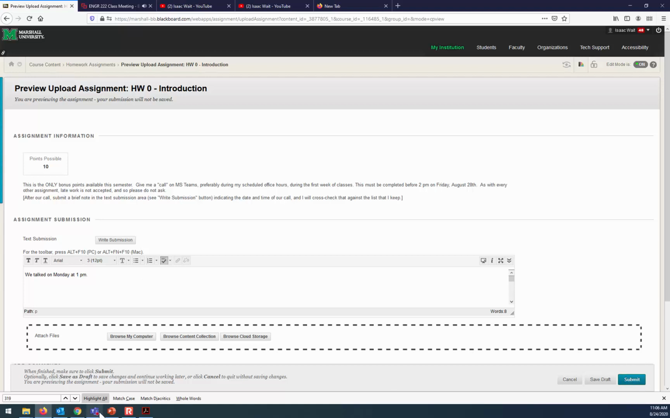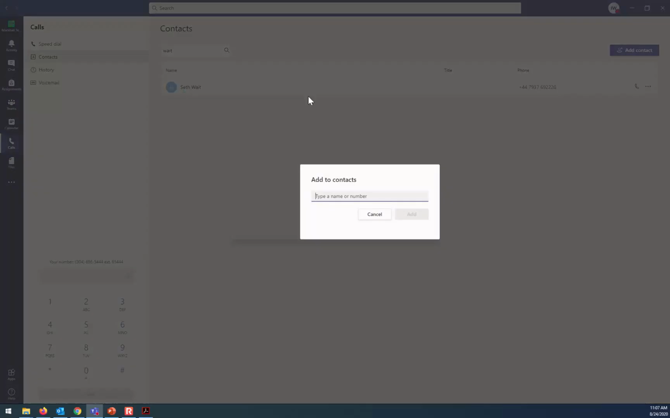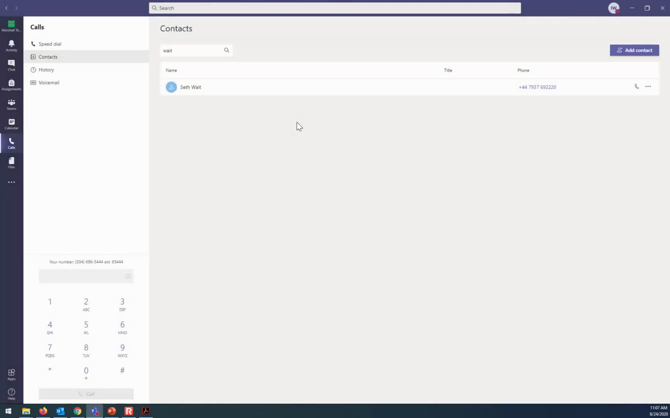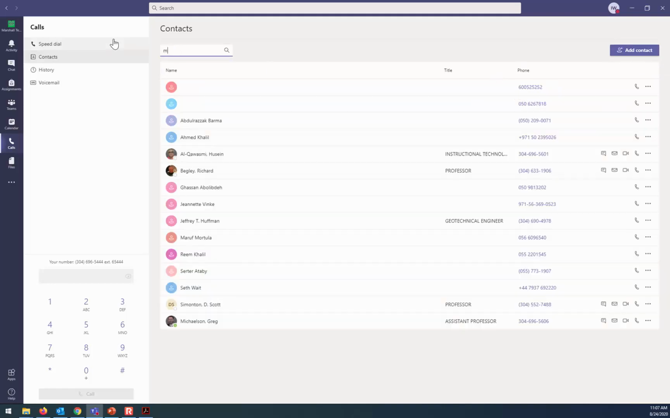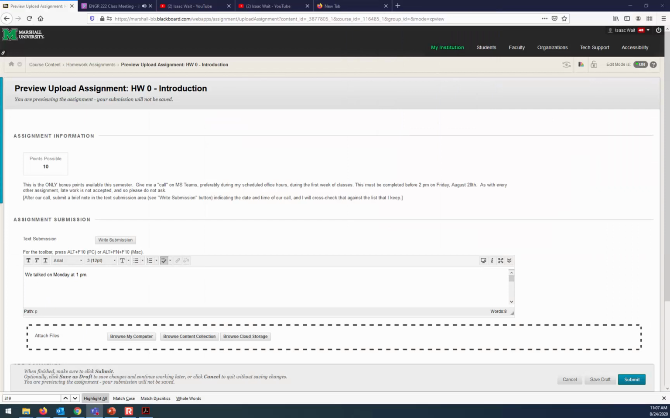And so the way that you do the Teams call is, if you've got Microsoft Teams running, there's so many different ways to start a Teams call, but one of them is to search for me as a contact. I don't know if it'll come up for myself as a contact. Add contact. I may not be able to add myself as a contact, but what you'll do is you'll add a contact, you'll find me, and so for example, maybe some of you know Greg Michelson. If you click on the video call, then that's how you would place the call for Dr. Michelson, or in my case, you'll be calling me.